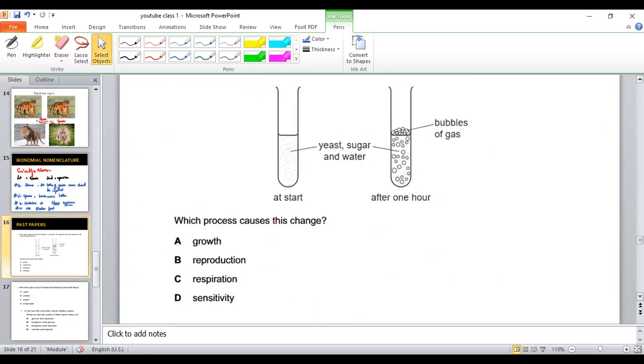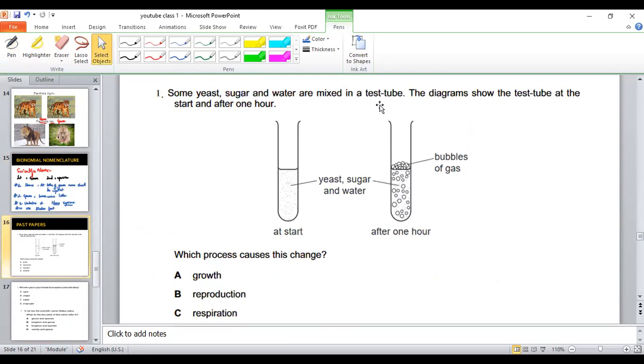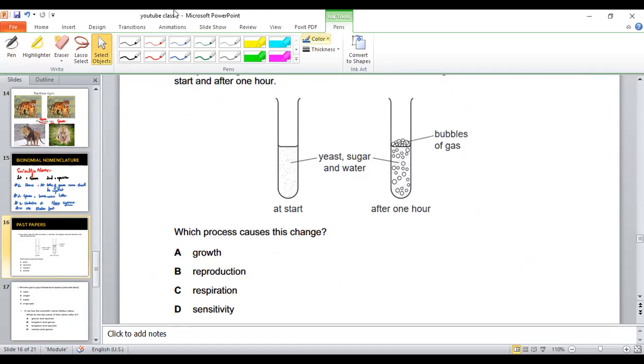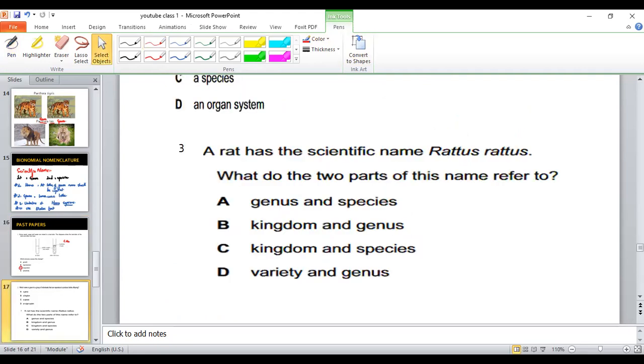Now we are starting past papers. Some yeast, sugar, and water are mixed in a test tube. The diagram shows the test tube at the start and after 1 hour. At the start, you are observing that yeast is provided with sugar and water. Now, bubbles of gas. Which gas is there? This is carbon dioxide. And how is carbon dioxide produced? Which process caused this change? Respiration. Because during respiration, yeast consume this sugar and break it down and produce carbon dioxide as the waste material of respiration.